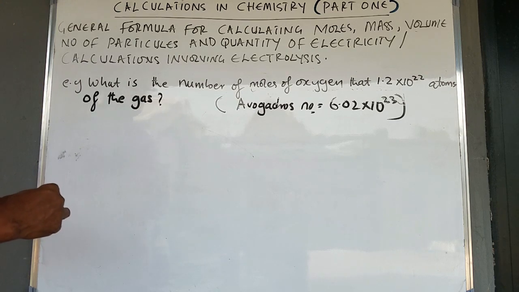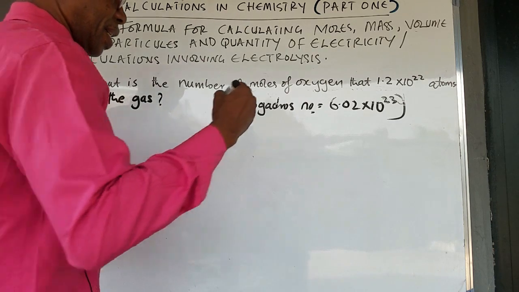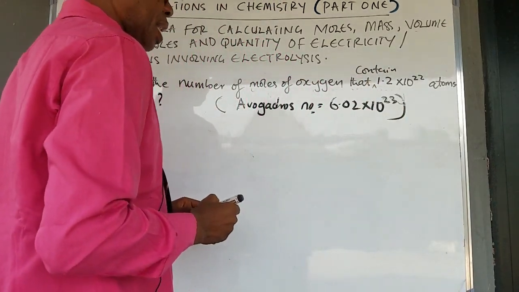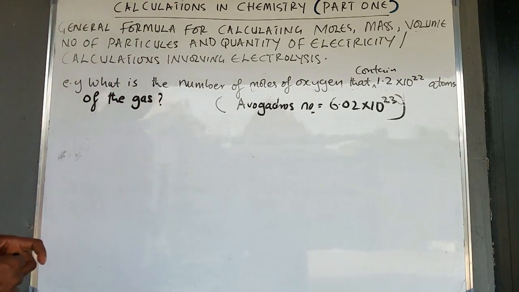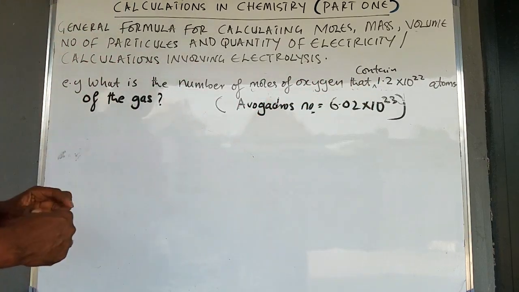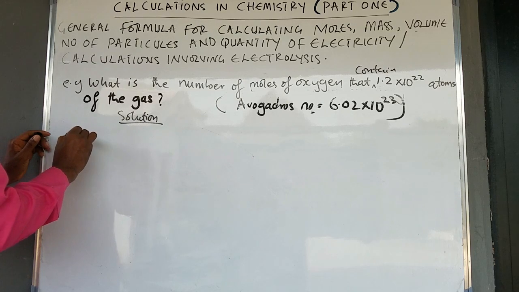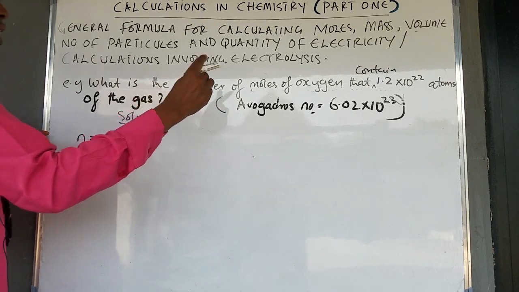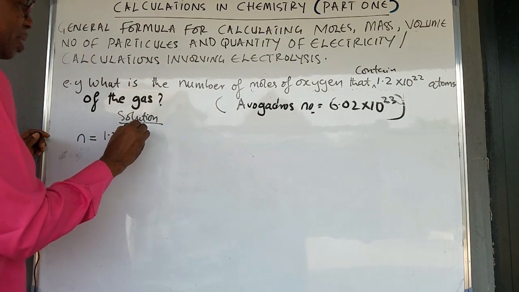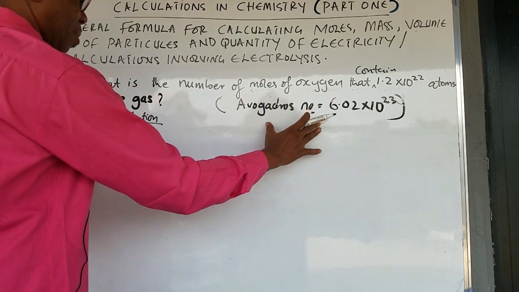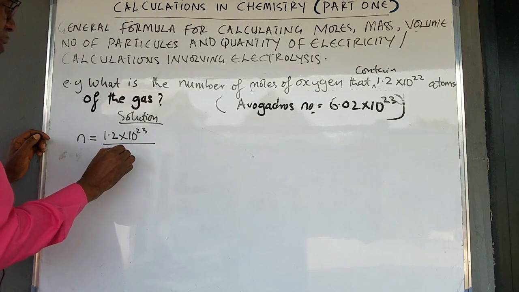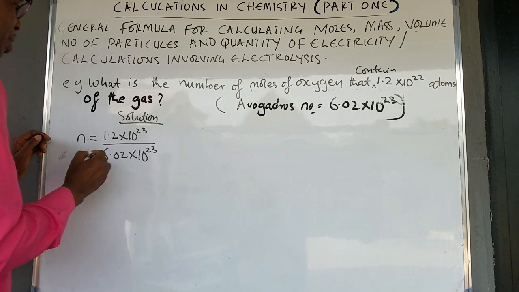Now, let's look at another question that has to do with number of moles. What is the number of moles of oxygen that contains 1.2 times 10 to the power 23 atoms of the gas? Just remember the formula, that number of mole is equal to the one that is given, which is 1.2 times 10 raised to the power 23, divided by the constant, or the standard, which is called the Avogadro's number here, which is 6.02 times 10 raised to the power 23.